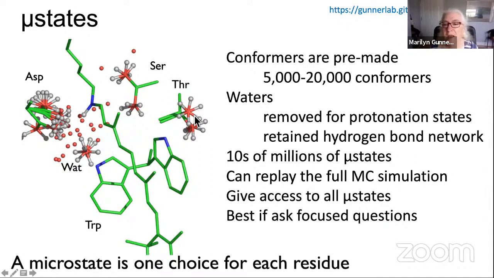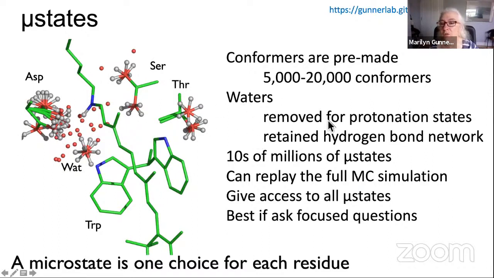So each residue might have from one conformer for an alanine to hundreds of conformers for waters or an arginine or an aspartic acid.